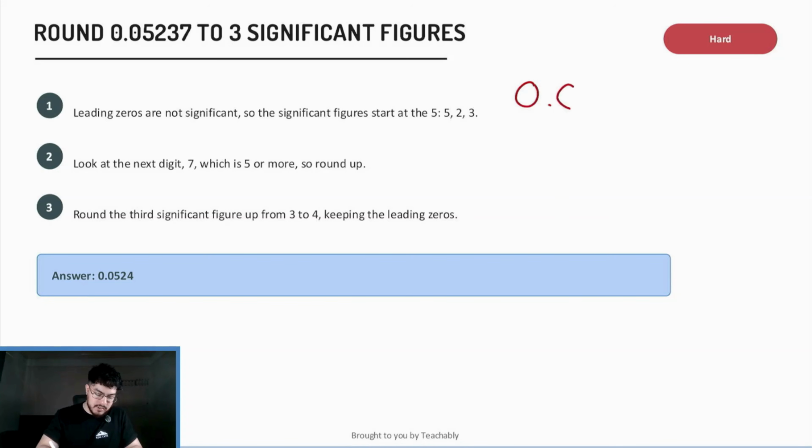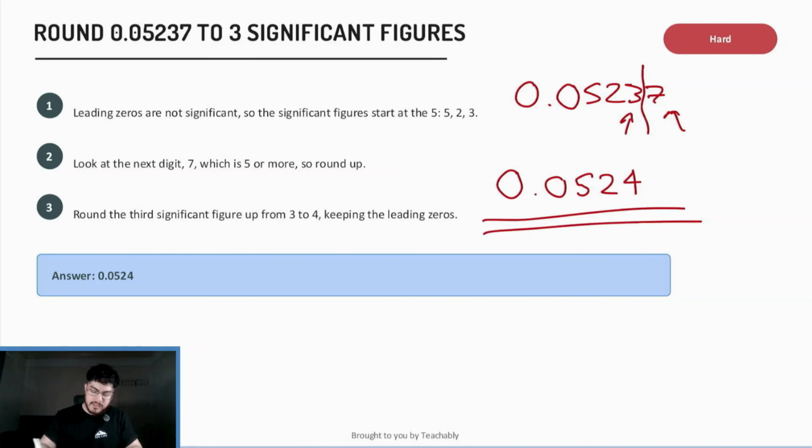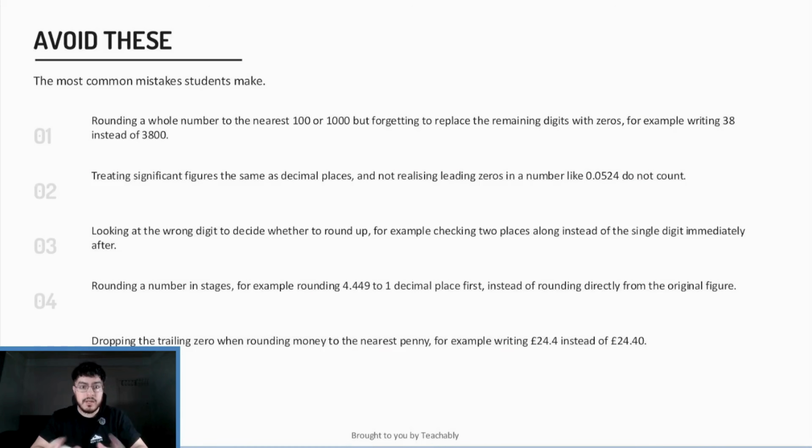So we need to round 0.05237 to three significant figures. We start counting from the first non-zero number. So 0, 0, we don't count those. One significant figure, two significant figures, three significant figures. Put a line in the sand. We look at this number right here. It's more than 5, so we increase this by 1. So our answer is 0.0524. And that's our answer. I promise you this is just repetition. Do all the questions I've told you to do, and I promise you it will become so easy that this will be a thing of the past.